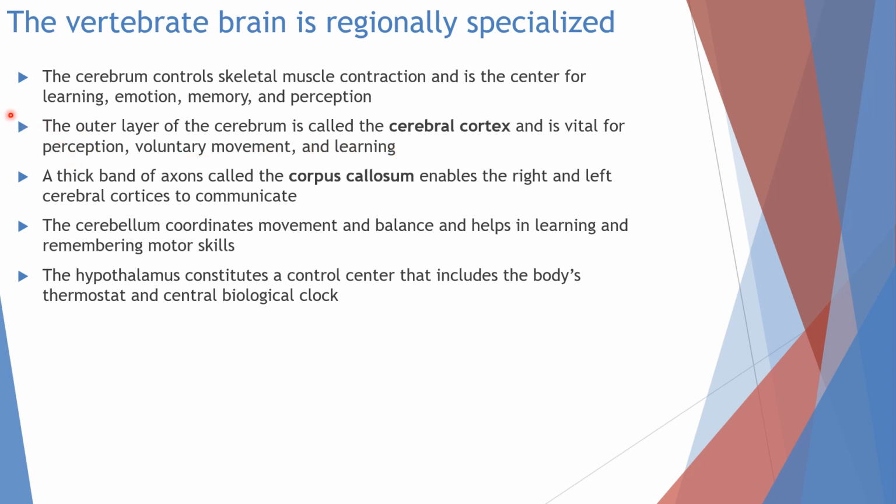So that's going to deal with a lot of stuff about equilibrium, balance, and things like that. And then skeletal muscles being motorized, stimuli to move them, and then even learning how to do things. Which then there's a thick band of axons called a corpus callosum, which enables the right and left cerebellum cortexes to communicate about how the right side and left side of our bodies move. The cerebellum is going to coordinate movements and balance to help us in learning and remembering motor skills. So this is where our motor skills are going to play a big factor in learning. So a lot of that's playing within that part.